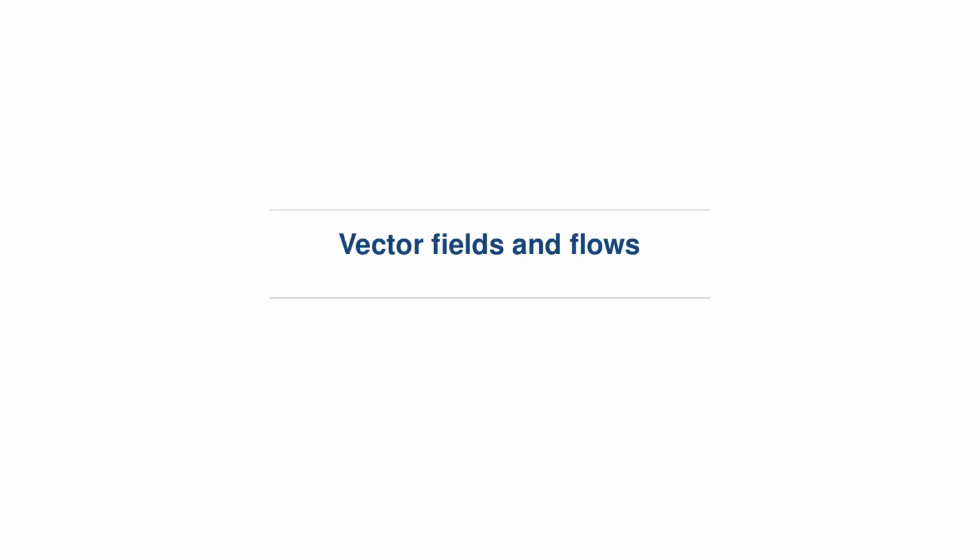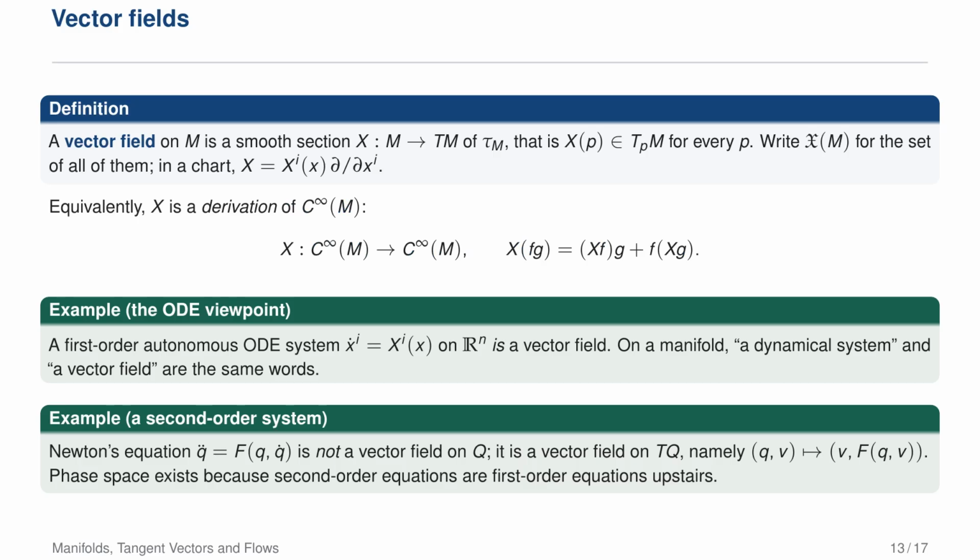Fourth and last section, vector fields and flows. This is where dynamics finally enters, still with no Hamiltonian anywhere in sight. A vector field on M is a smooth section of the tangent bundle. Concretely, X assigns to every point P a tangent vector lying in the tangent space to M at P, and it does so smoothly. We write vect(M) for the set of all of them.